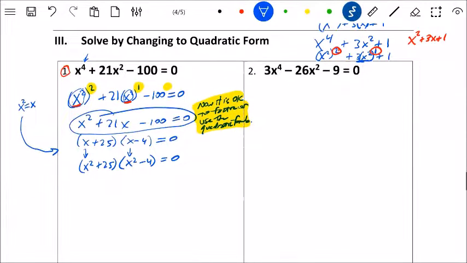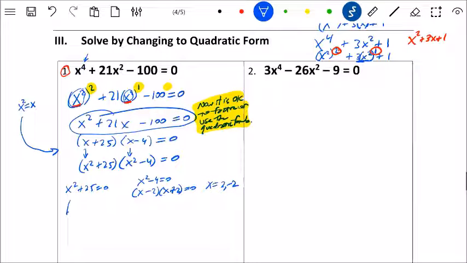And then I can solve each of them separately. I have x squared plus 25 is equal to 0. And I have x squared minus 4 is equal to 0, which immediately we can see as x minus 2 and x plus 2 is equal to 0. Which means we have x is equal to 2 and negative 2 as two of our answers so far.